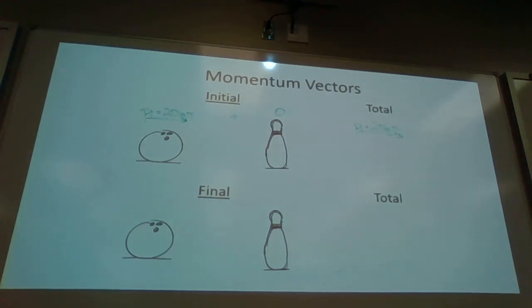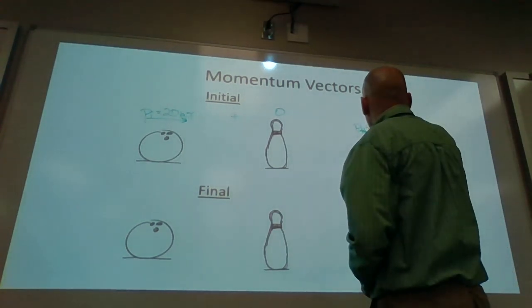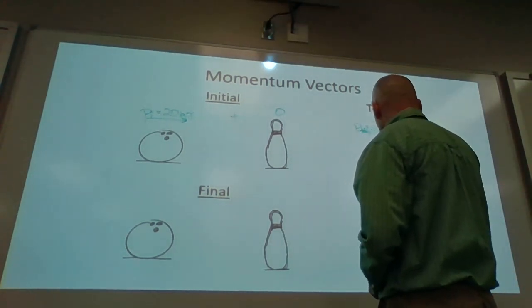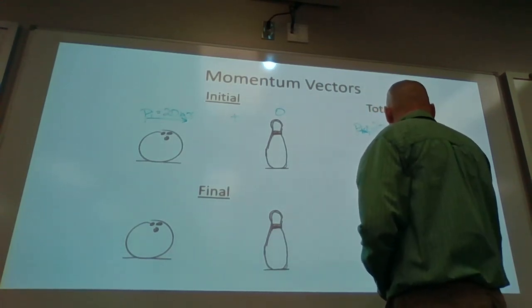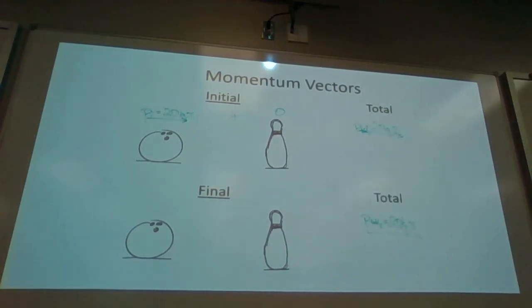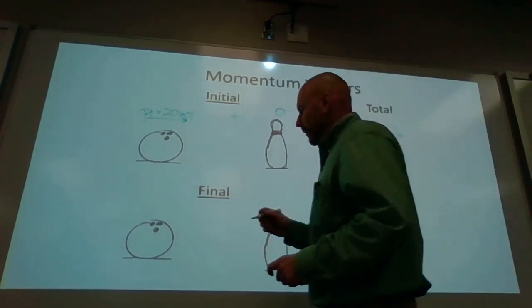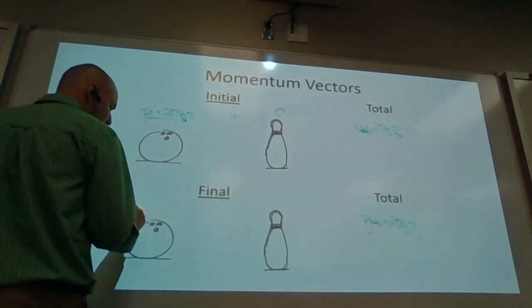Now, if we discern that momentum is conserved for the system of the ball and the pin, then the total momentum afterwards is still going to be 20 to the right. That's what conserved means. It stayed the same. Okay? So we have some clues about what's going on afterwards as well.